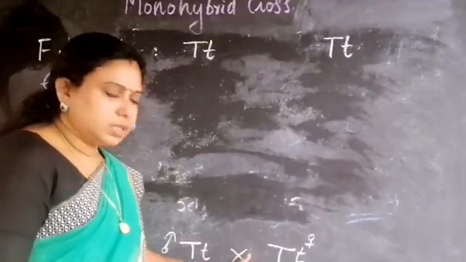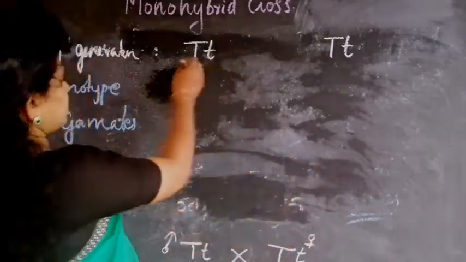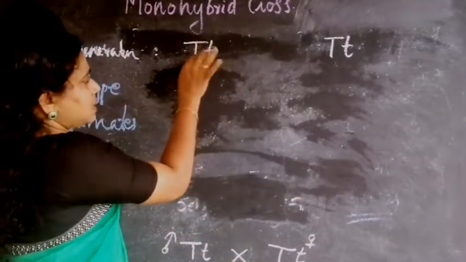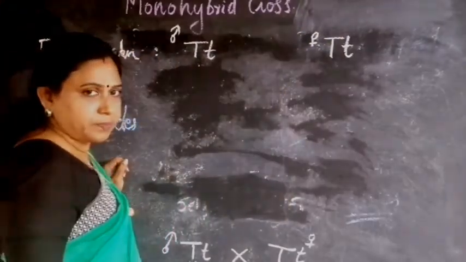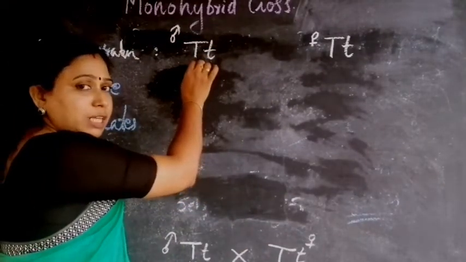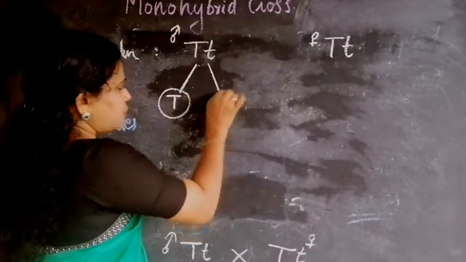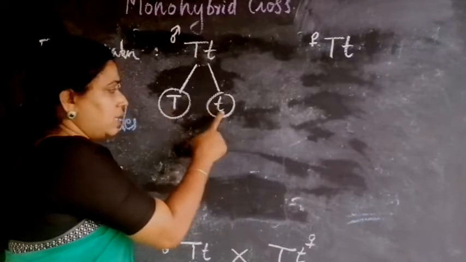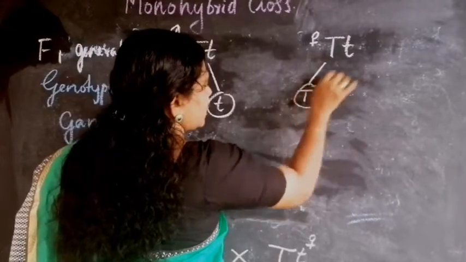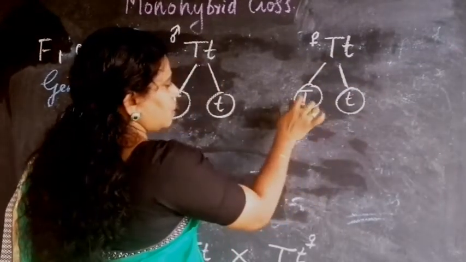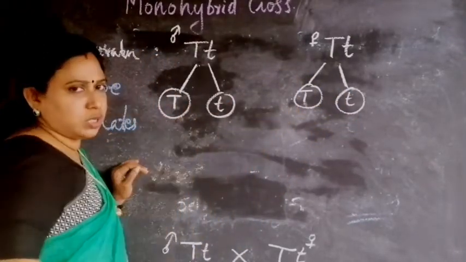What is the next step? This is the F1 generation. There is no space, so I wrote it here. So this is the F1 generation of hybrid plants. This is taken as the male plant, and this is taken as the female. So, what are the possible gametes produced? Here, two gametes are possible. One will be capital T, the dominant gene, and one is the recessive gene. And here also, two gametes are produced, and that may be capital T or small t. So next is the fusion, fertilization.